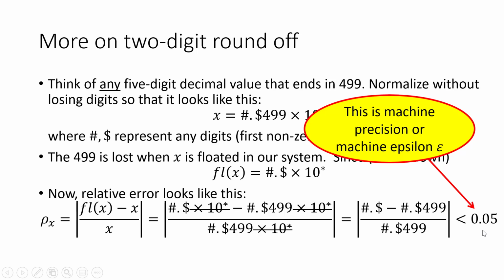So that's why this is called the machine epsilon. And it sets sort of the maximum boundary for your relative error for doing that floating point operation.